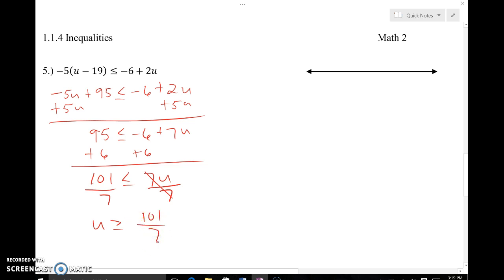All right, so I've got my 101 over 7. And I'm going to have a closed circle since it's greater than or equal to, and I shade to the right.